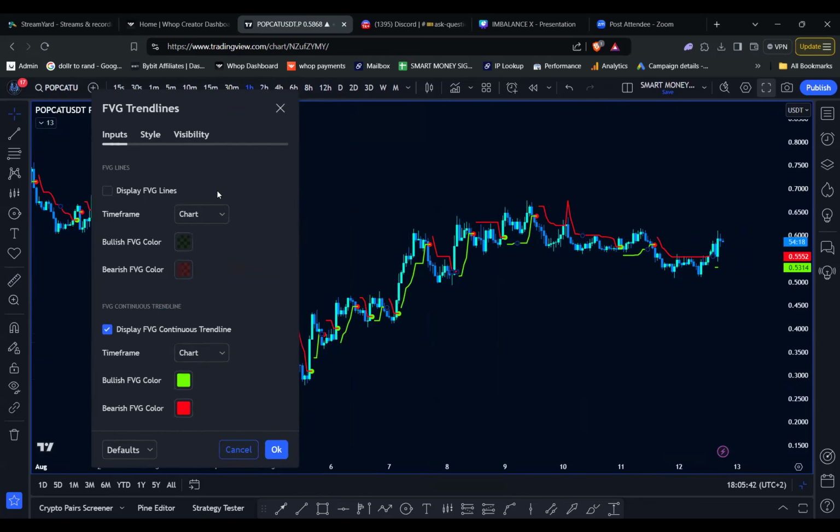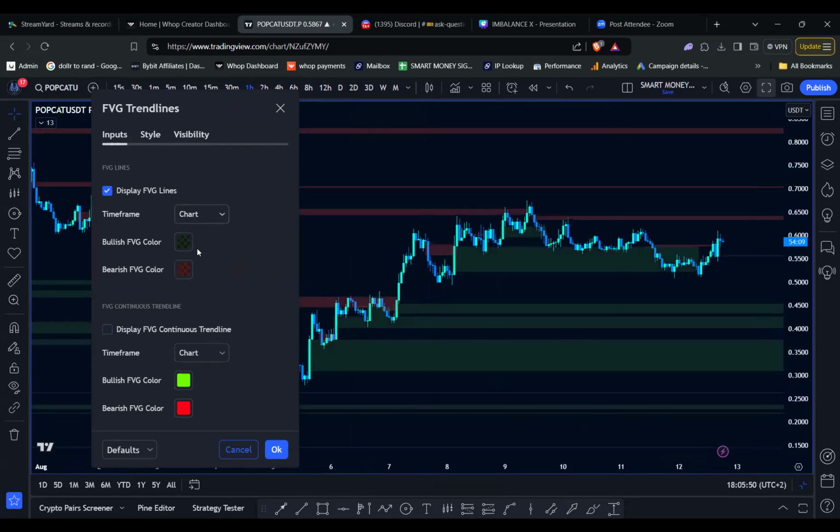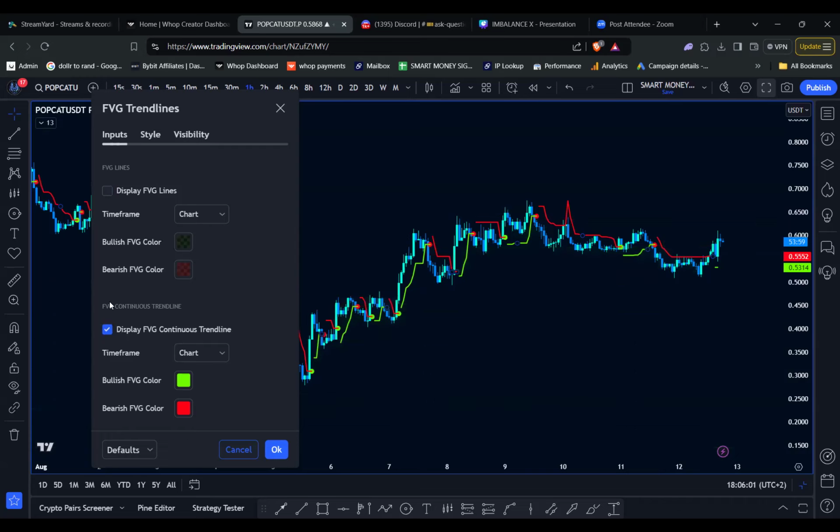It's the same indicator. So I've got 2 different features within this indicator. The one feature is going to be these fair value gap lines over here. And then the other feature is going to be the fair value gap trend lines. So it contains both of them, and you can select both of them at the same time, or you can just select the one over the other, depending on what you prefer.